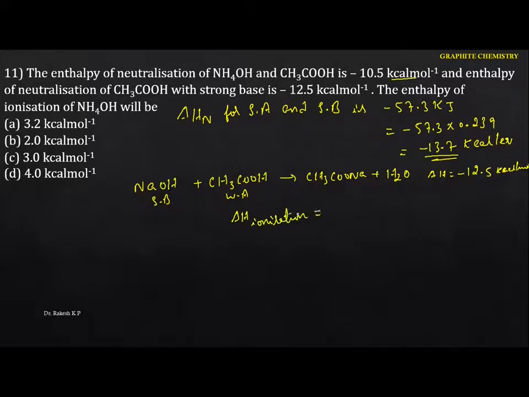For complete dissociation, you require energy. The neutralization value we got is minus 12.5 minus of minus 13.7. We take minus 13.7 for the strong acid and strong base because there is complete dissociation of the acid and complete dissociation of the base. But here the strong base is completely dissociated, but not the acetic acid. You have to know the energy required to ionize it. Hence the value we get is 1.2 kilocalorie per mole.